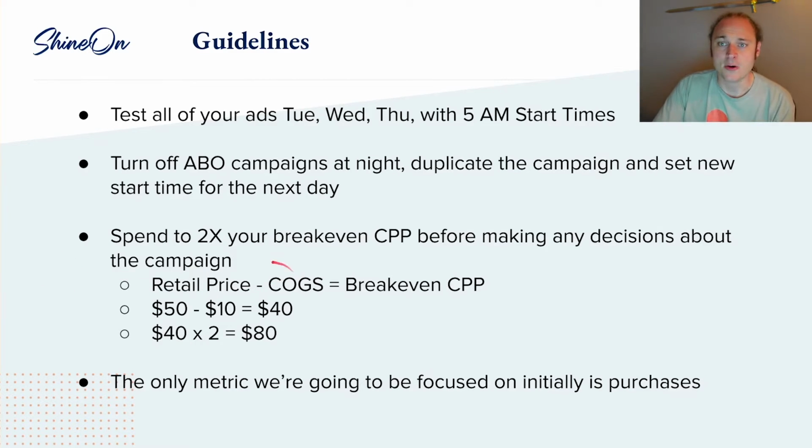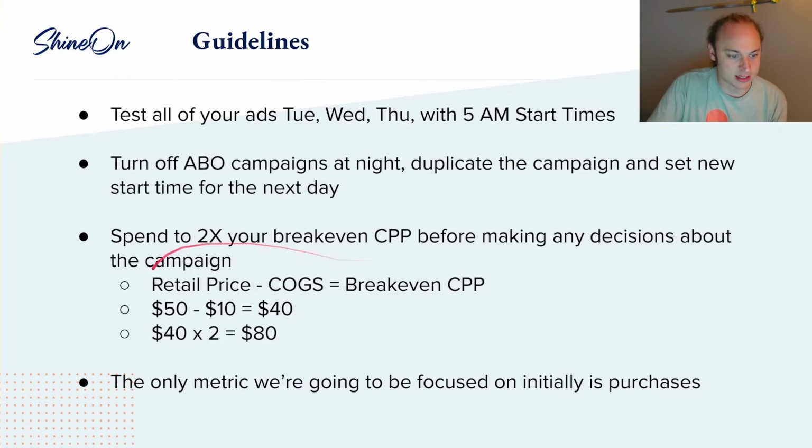Okay, now, for each of our tests, we're going to spend 2 times our break-even cost per purchase before moving to the analysis phase. So the question is going to be, how do you know what your break-even cost per purchase is? Well, there's a simple formula. Your break-even cost per purchase is the retail price minus your cost of goods.